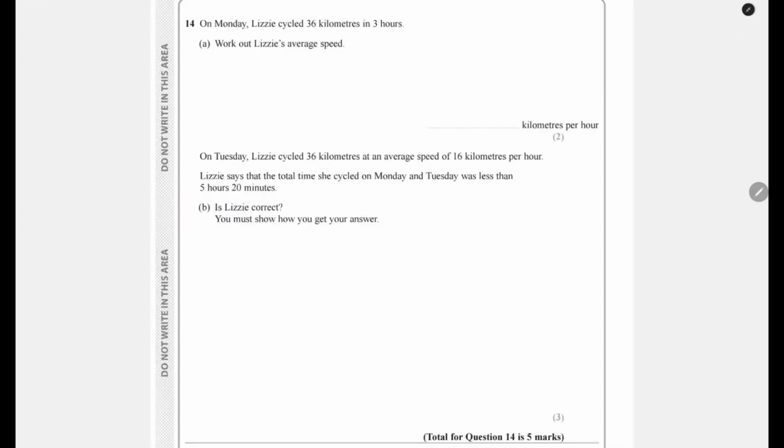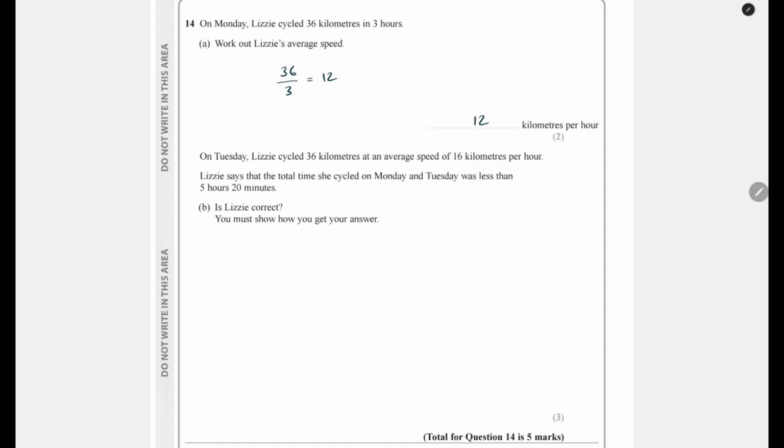Question 14 says, on Monday, Lizzie cycled 36 kilometers in 3 hours. Work out Lizzie's average speed. So that's 36 divided by 3, which is equal to 12. So she cycled at 12 kilometers per hour.